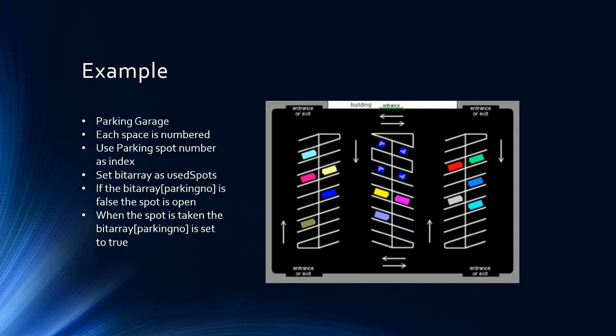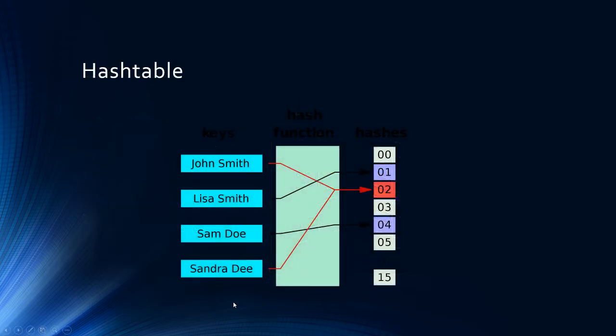One example of a way that we could use a bit array would be in a parking garage application. So here we have several parking spaces. We can have a bit array that keeps track of whether a specific parking space, parking number, is used or not. If this spot in our bit array is false, the spot's open. If it's true, the spot is taken. So that's one way we could use a bit array. We could just indicate a lot of different situational informational pieces.